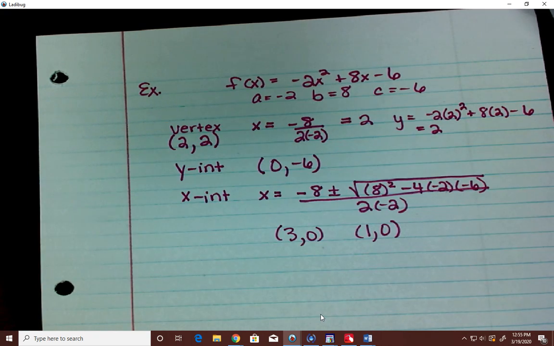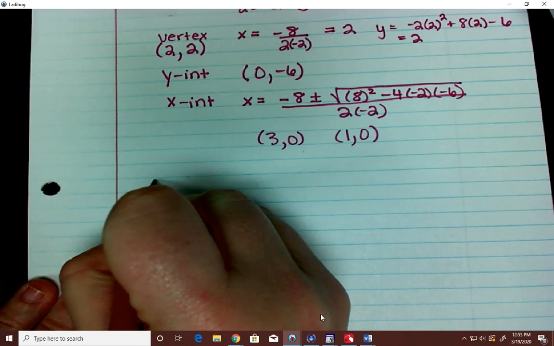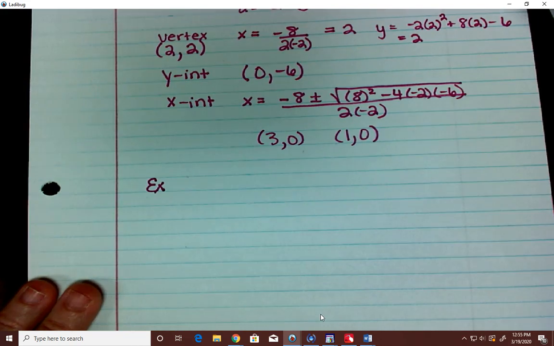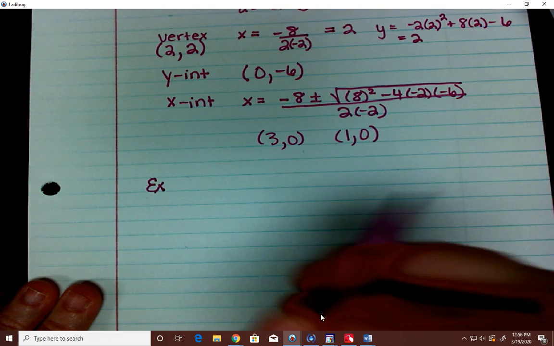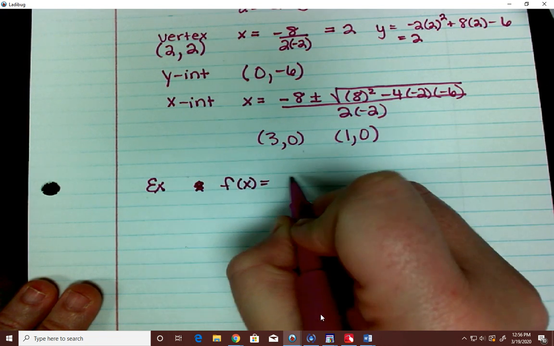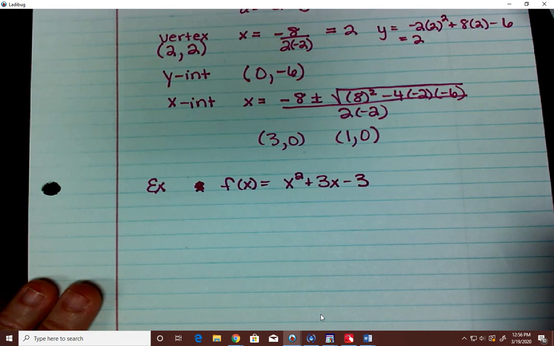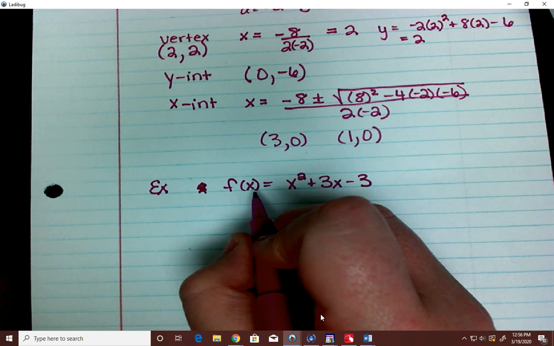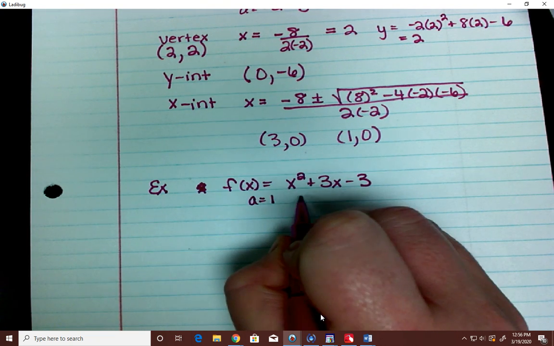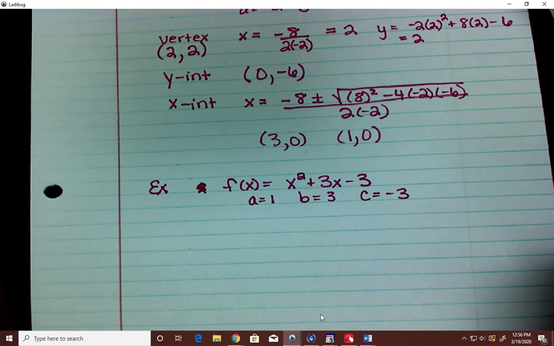Okay. Last example. Alright, so first thing we do is identify A, B, and C. So here A is 1, B is 3, C is -3.